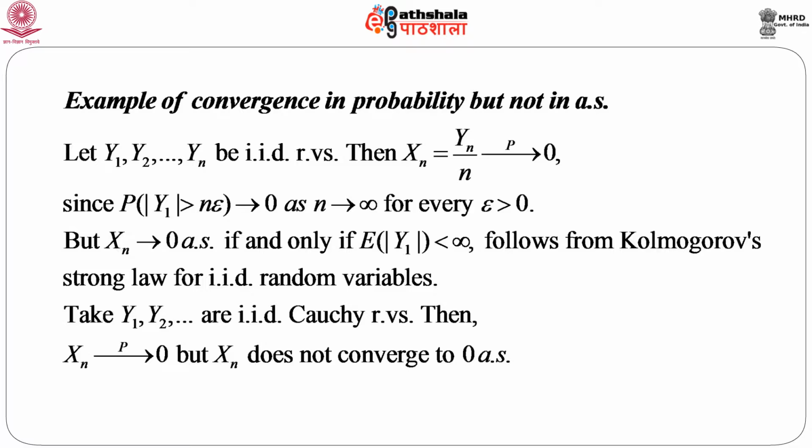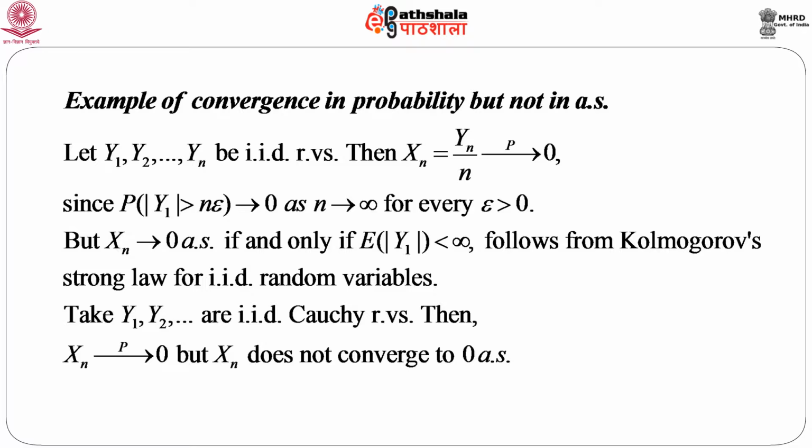But Xn converges to 0 almost surely if and only if... So, the question is, when can we say that Xn converges to 0 almost surely? Only when expectation of |Y1| is less than infinity. This follows from Kolmogorov's strong law for IID random variables. We will discuss this in more detail later on.